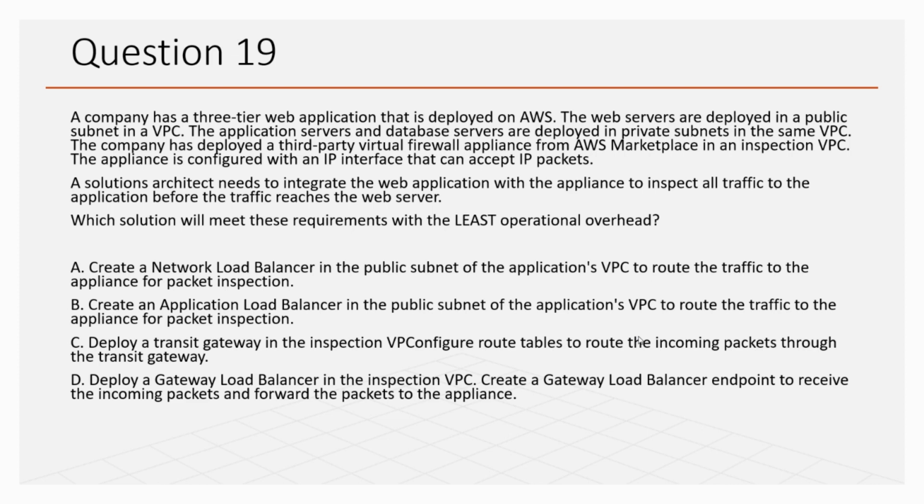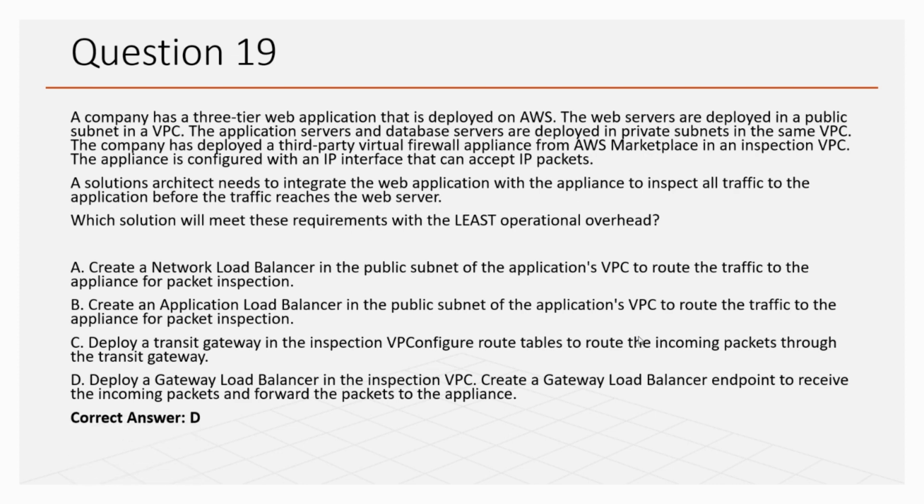Option C. Deploy a transit gateway in the inspection VPC. Configure route tables to route the incoming packets through the transit gateway. Option D is deploy a gateway load balancer in the inspection VPC. Create a gateway load balancer endpoint to receive the incoming packets and forward the packets to the appliance.